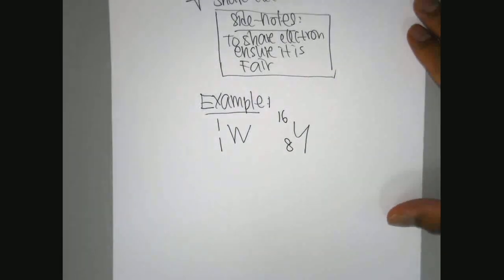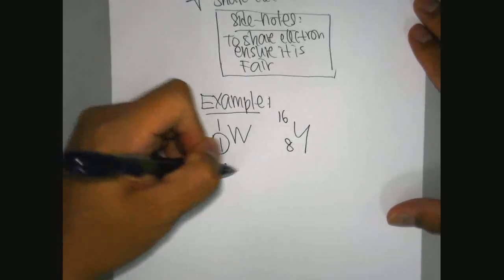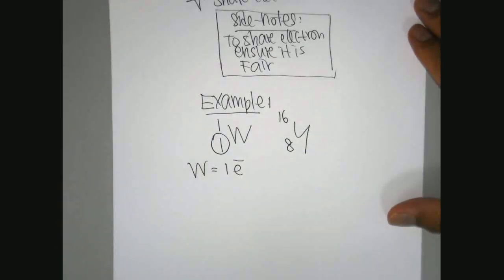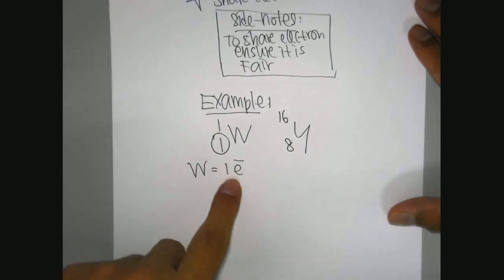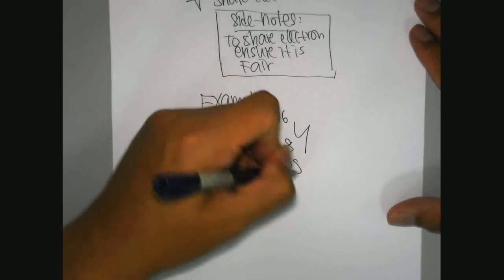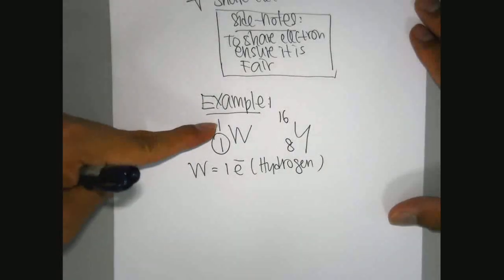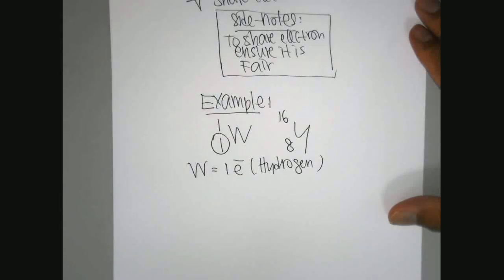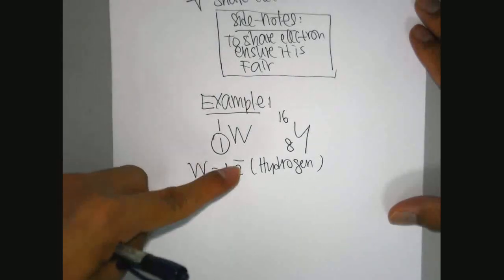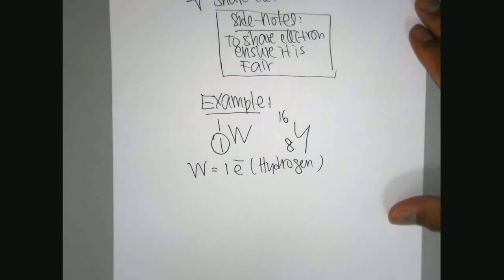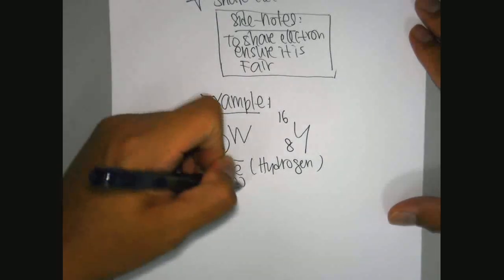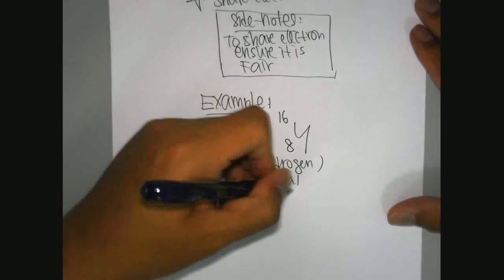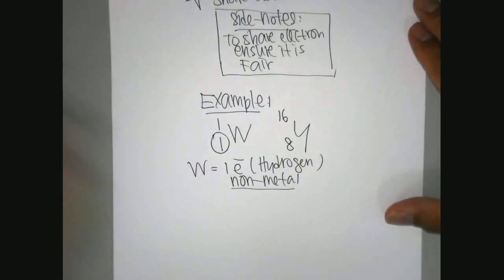W has the electron arrangement of 1. When W has 1 electron, we don't even need to write the electron arrangement. Whenever we see a substance that only has 1 electron, it is actually hydrogen. This W is actually hydrogen. For hydrogen, we know that it is a non-metal. After that, we look at Y.